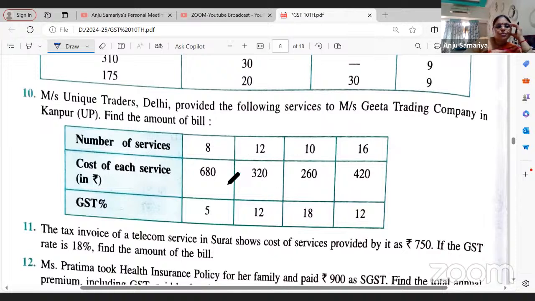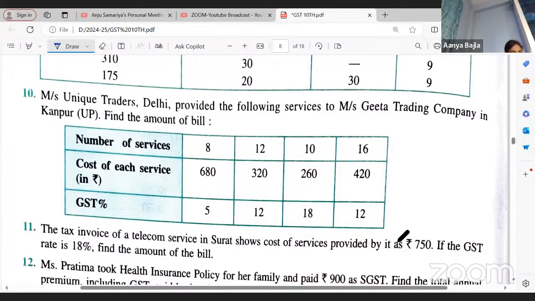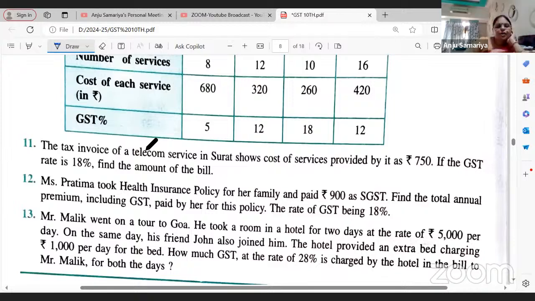Number of services, cost of each service, GST दिया हुआ each one. Each one is different, so you find out the total of each one and then add. Same. Tax invoice of telecom service in Surat shows the cost of services provided is rupees this much. And GST is 18%, तो आपको tax, आपको bill amount find करना. That means 18% of 750 जो आएगा plus 750 करेंगे.